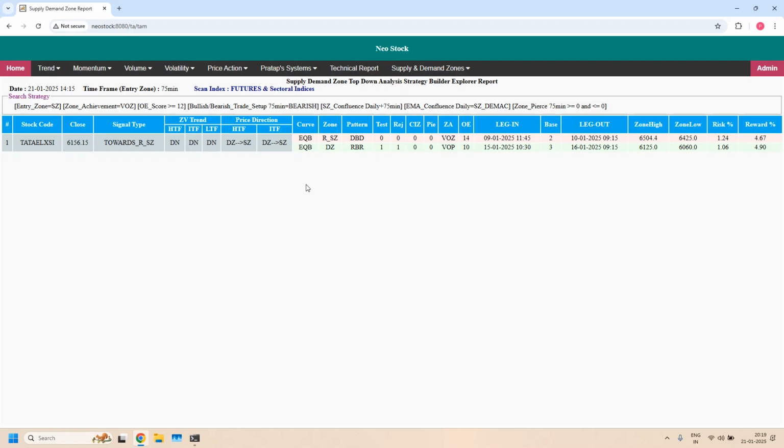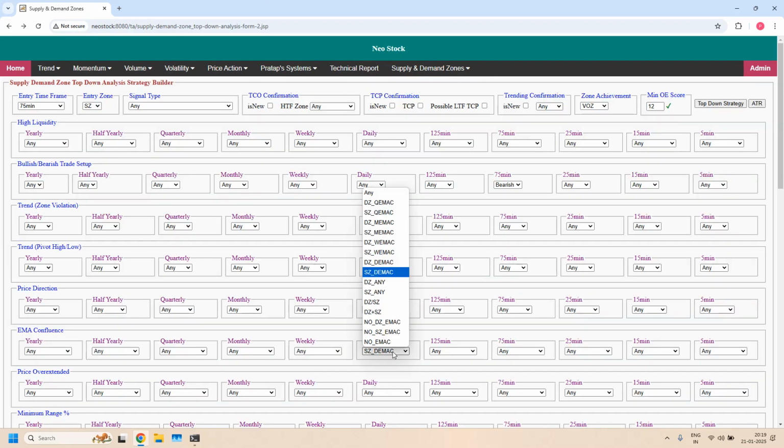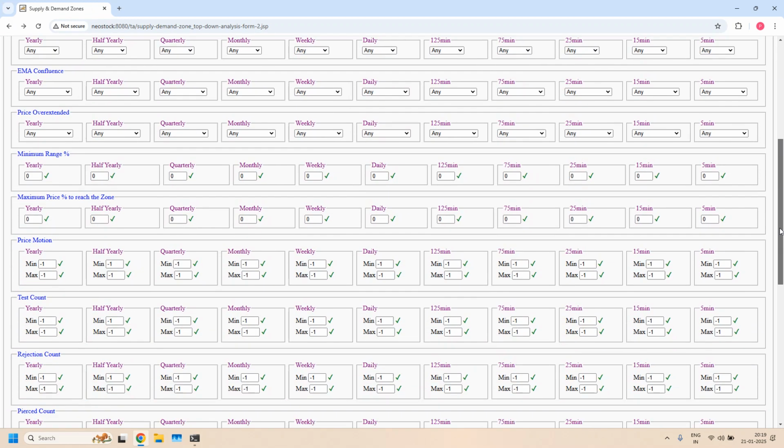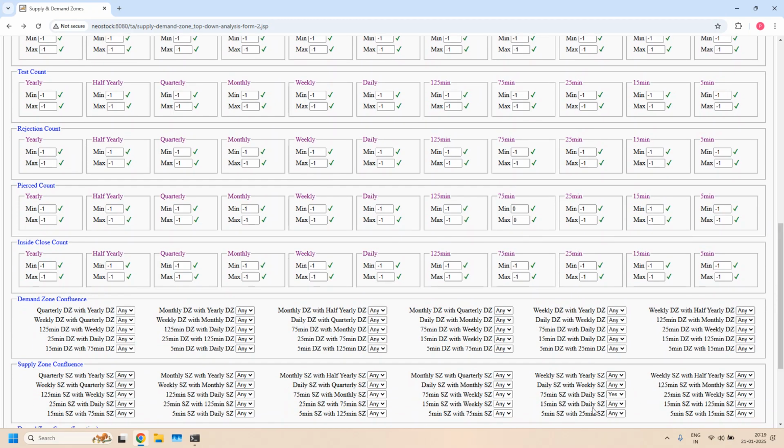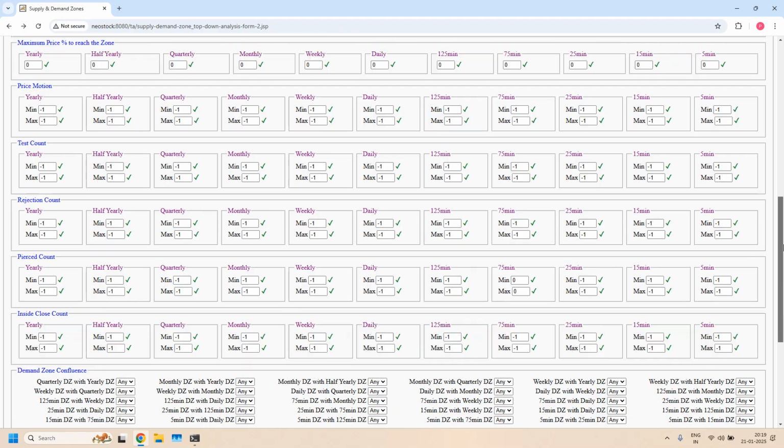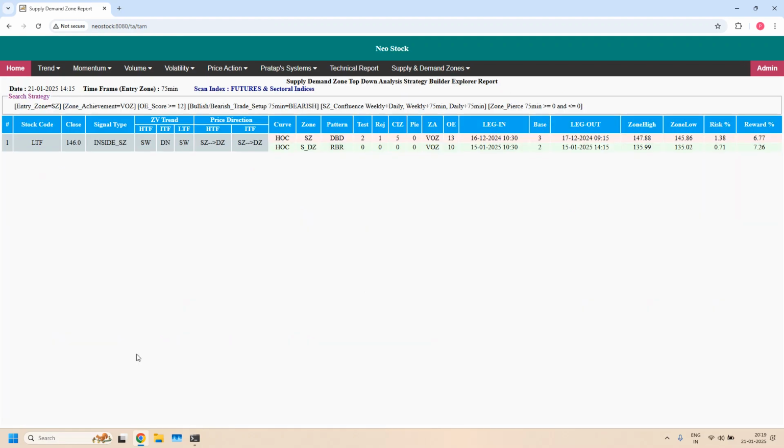Okay, next let us look for LTF, ITF, HTF supply zone confluence. Removing the EMA filter, this is ITF specific. We should focus on HTF specific. So in the supply zone confluence, we have to set 3 filters. The first filter is already enabled. Second filter, 75 minute supply zone with weekly supply zone confluence. Third filter, daily supply zone with weekly supply zone confluence. With all the 3 filters, we got only one stock.